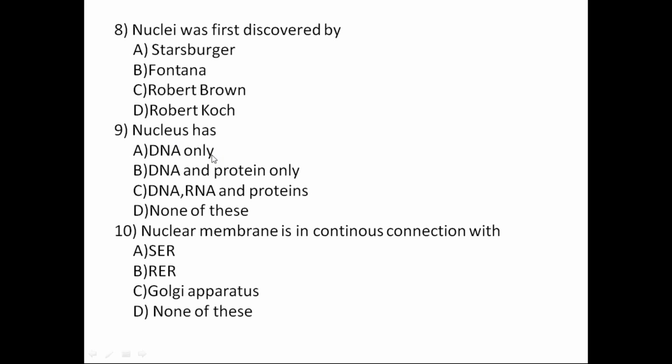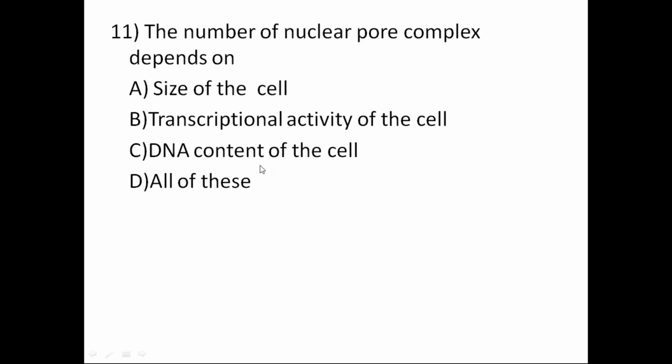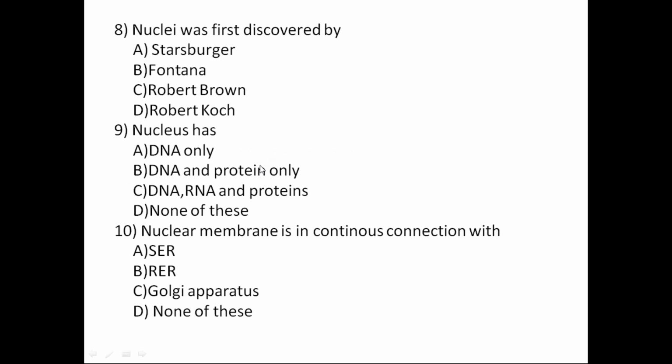न्यूक्लियस में क्या क्या होता है? सिर्फ डीएनए होता है, सिर्फ डीएनए और प्रोटीन होता है, या सिर्फ डीएनए आरएनए प्रोटीन होता है, या नन ऑफ दीज? Yes, it is very easy. It is DNA, RNA and protein. मैंने अभी आपको रेगुलेशन में बताया कि उसमें डीएनए भी होता है, आरएनए भी होता है और प्रोटीन्स भी होता है.